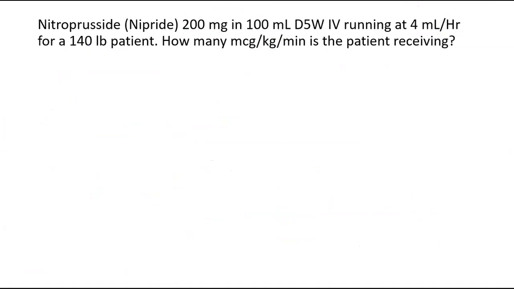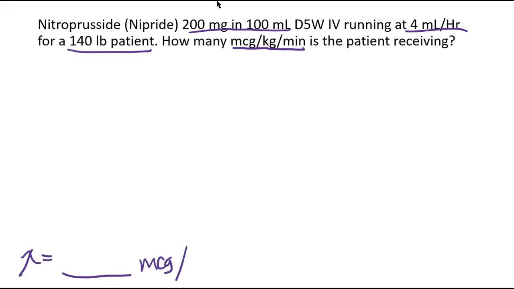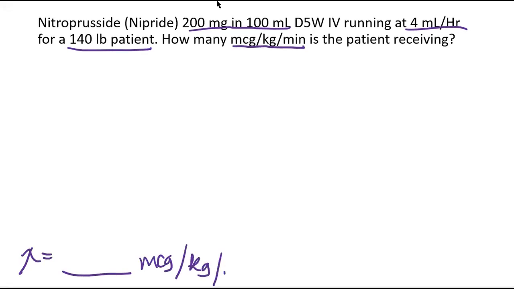So now we have nitroprusside 200. This is what we have up here. This is what we're giving, this is our patient, and this is what we want. We need all of this in here as well. So we start out with X is equal to blank micrograms per kilogram per minute. Okay, so we know that this is a 140-pound patient. Actually, we start with the patient: 140 pounds.